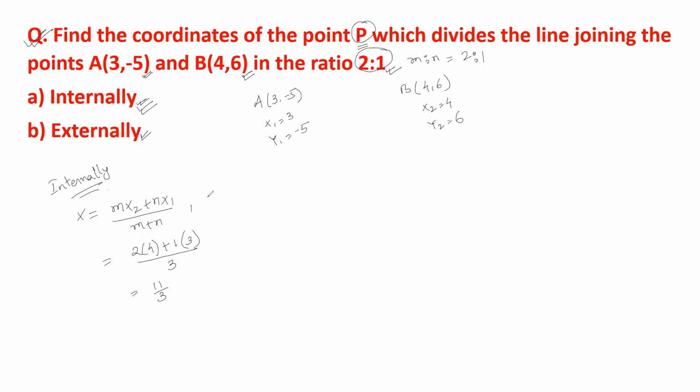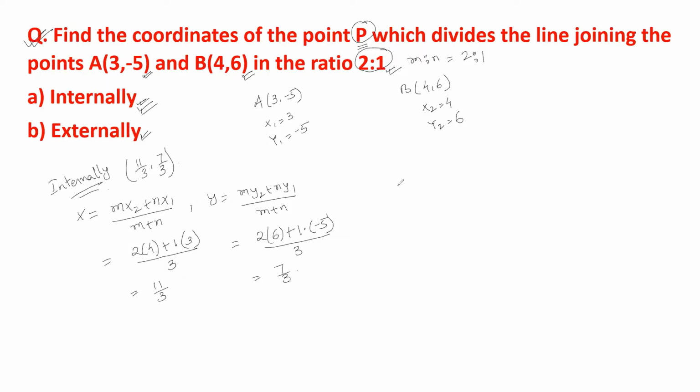In a similar way, the y coordinate would be my2 plus ny1 upon m plus n. So if we use the values, this would be 2 into 6 plus 1 into minus 5 upon 2 plus 1, which would be 3. So this would be 12 minus 5 upon 3. So that would be 7 by 3. So the coordinate of the point P when it divides the line joining the points A and B internally would be simply 11 by 3 and 7 by 3.